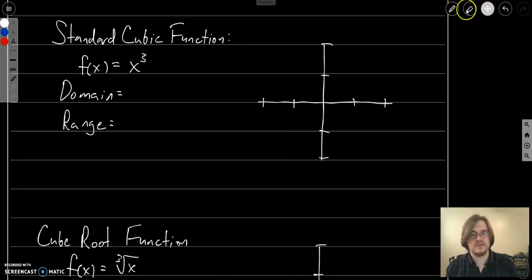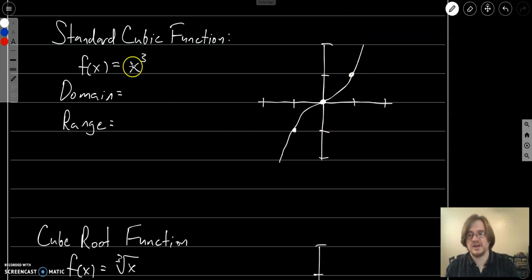We've got the standard cubic function. So 0 cubed is 0, 1 cubed is 1, and as you cube numbers, they grow quite quickly. But negative 1 cubed is going to be negative 1, because negative 1 times itself 3 times, the negative sign won't cancel out. So we have this function that kind of looks like this wave coming up.